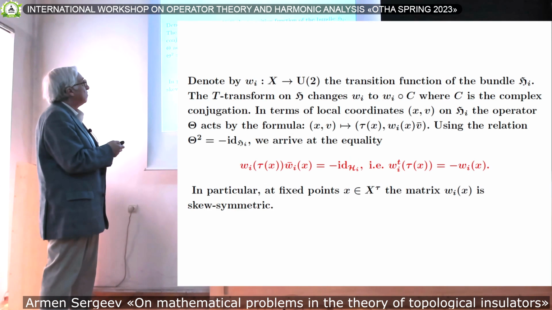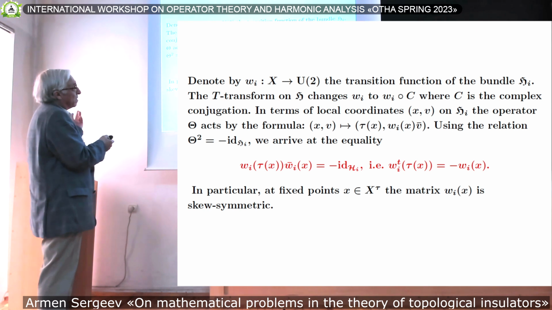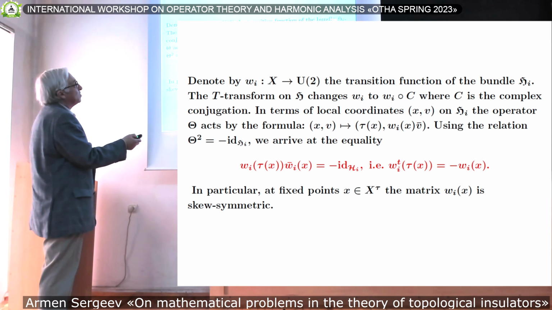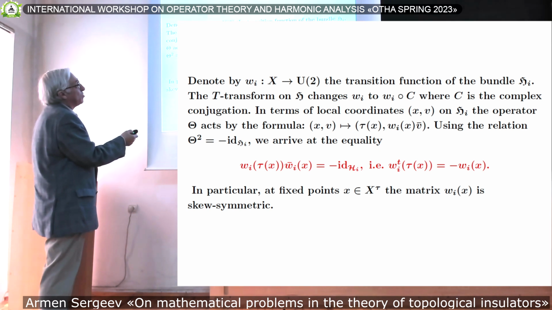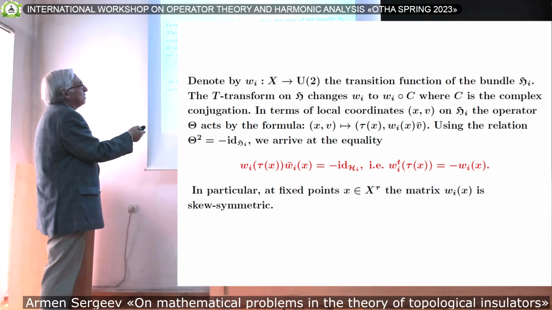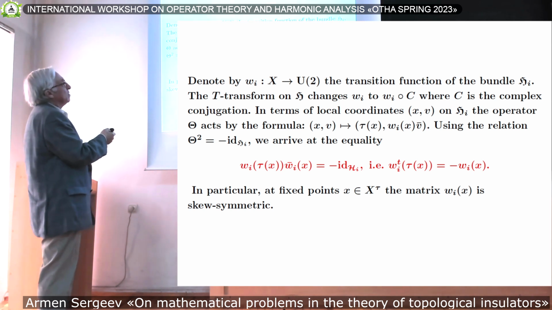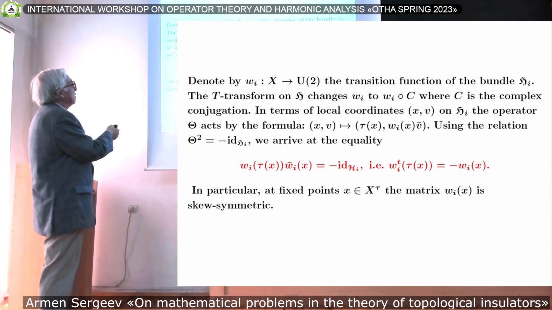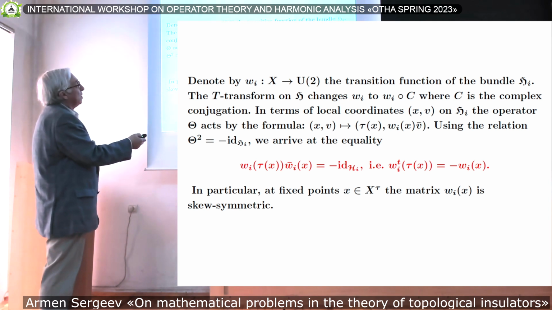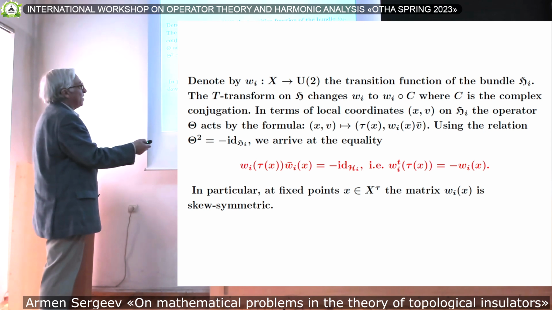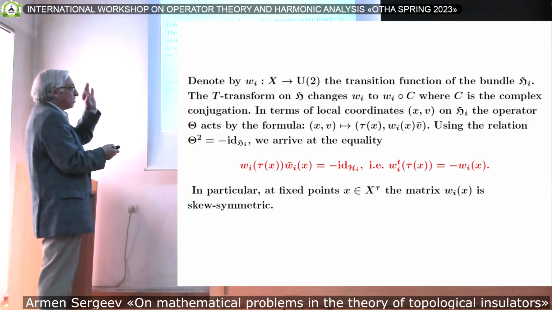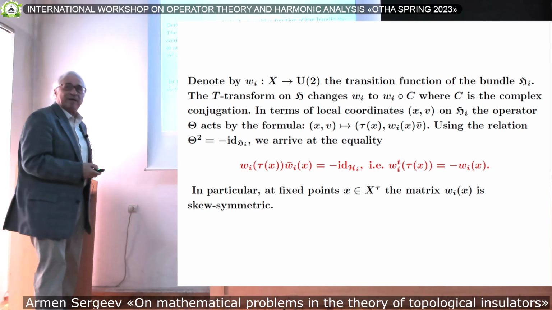So, bundles of rank 2. Suppose we have this rank 2 bundle, and denote by w_i the transition function of the bundle H_i from X to U(2). The T transform on H changes w_i to w_i times complex conjugation. In terms of local coordinates, the operator theta acts by this formula. It is very easy to deduce that w_i transpose, at the matrix of T of x, is equal to minus w_i of x. In particular, what is important, at fixed points this matrix is skew-symmetric.